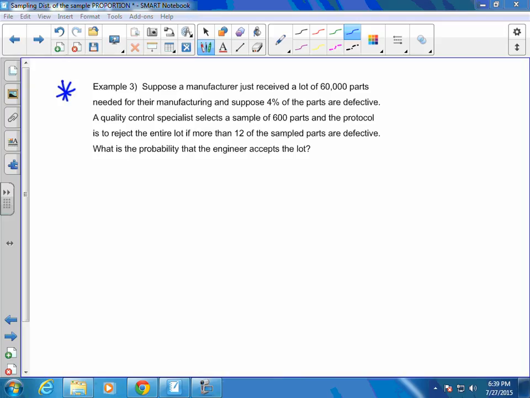Okay, so I guess the first thing here is we've got to know what they're asking us for. The way that I think about this is, this is asking me to find a probability. Now, the probability that the engineer accepts the lot would be the probability that there are 12 or fewer defective parts out of the 600 sampled.